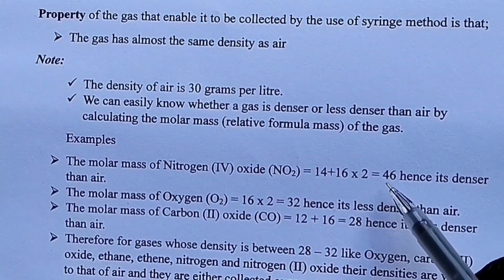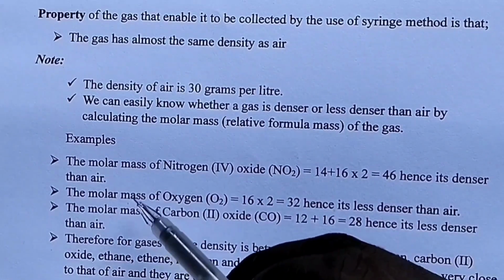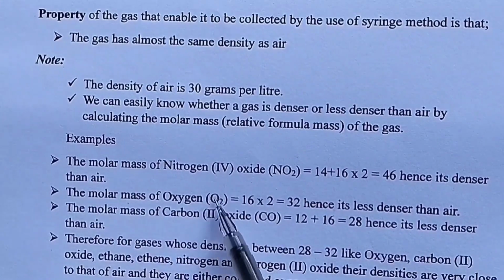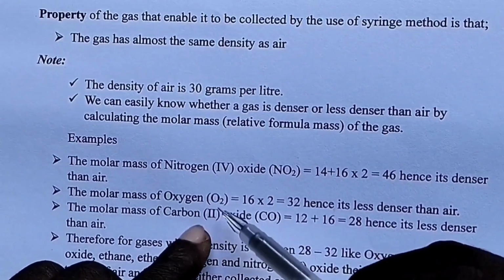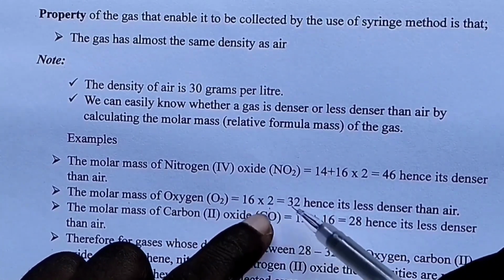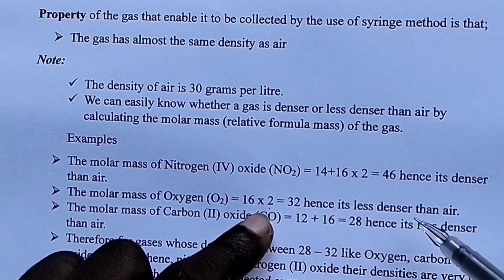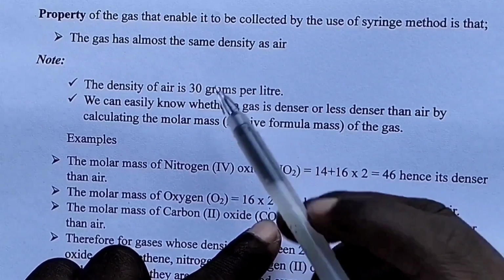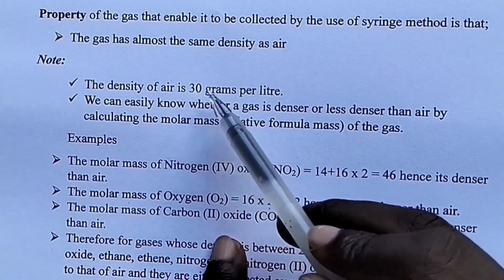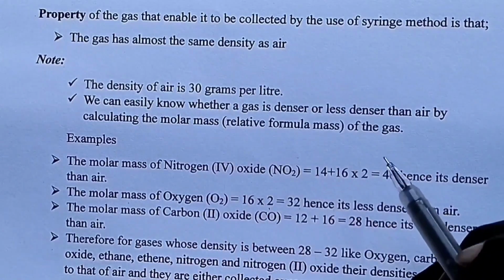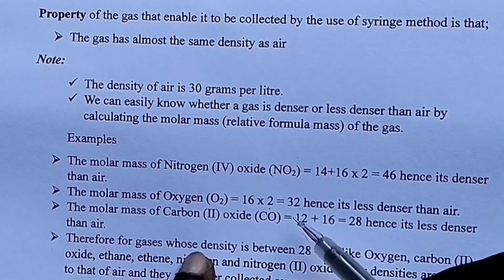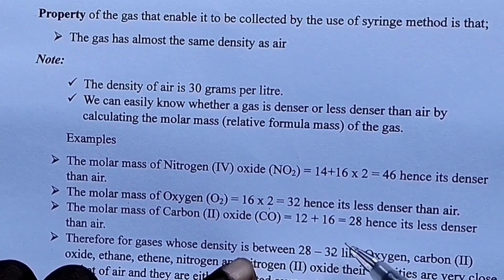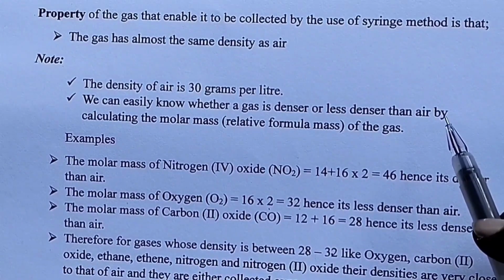Hence it is denser than air. That means nitrogen peroxide is denser than air. The molar mass of oxygen, which is written O2, is 16 times 2, which is 32. Hence it's less dense than air. Although the density of air is 30 grams per liter, when you have a relative molecular mass or density of 28 to 32, we are saying they are almost close to the density of air.